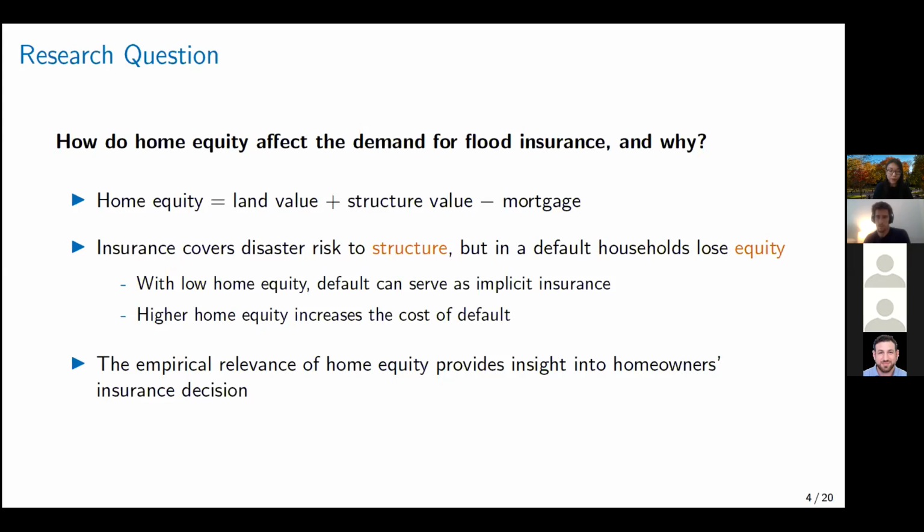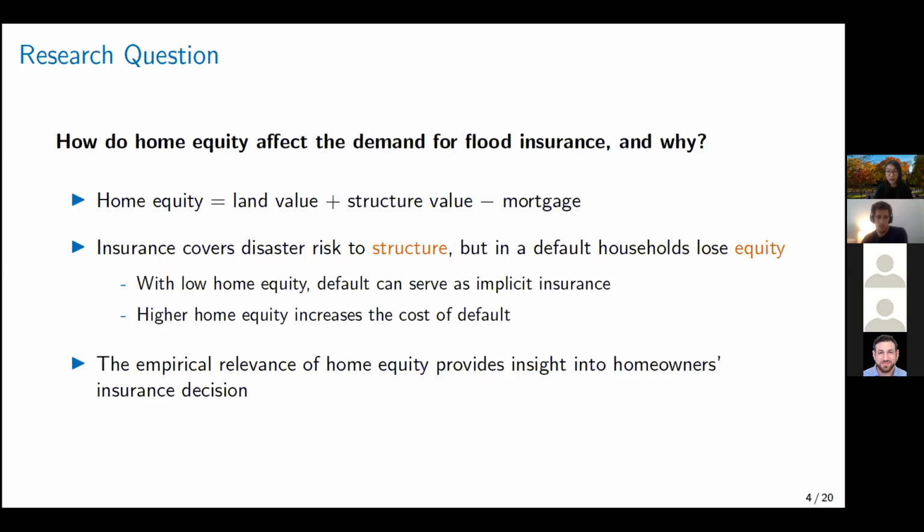If a homeowner has low home equity, then after a flood, the homeowner faces the choice of either paying the repair cost, which can be very high, to their structure, or defaulting on their mortgage when they're liquidity constrained, when they don't have insurance. Now, in this case, the default actually caps the homeowner's loss to the home equity level, which is low.